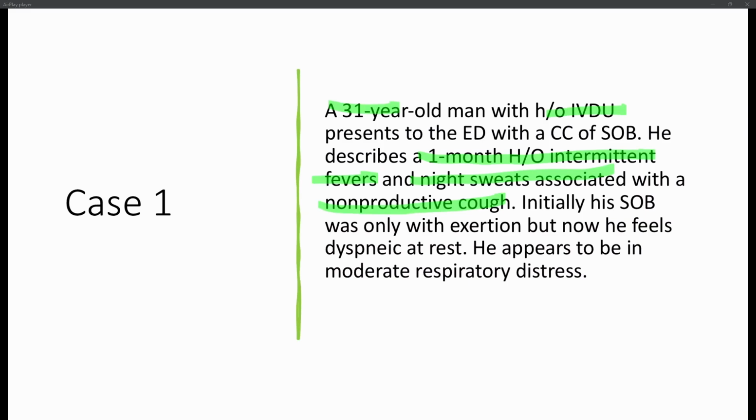Initially, the shortness of breath was only with exertion. Whenever he was going to do activity, the shortness of breath got worse. But now he feels dyspneic at rest. So what does that mean? What's going on with the course of his disease? It's getting worse. It's progressing. At first, he could still be okay at rest, but now he's getting short of breath at rest. So the disease is getting worse. And when you do your inspection, moderate respiratory distress.